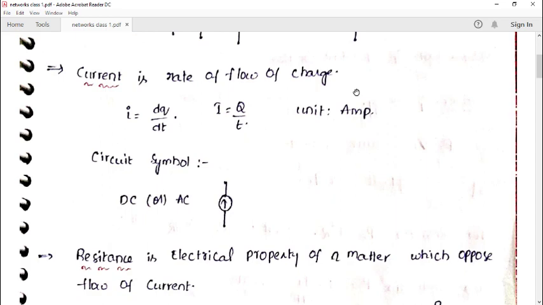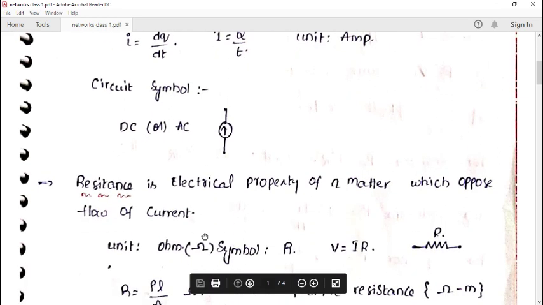Current is the rate of flow of charge. The equation of current is dq by dt. When we differentiate charge with respect to time, we'll get the current equation. And one more important equation is I equal to charge q by time t. So, for example, if x amount of charge passes through a conductor in 1 second, then current is x by 1 second, that is x ampere. Unit of current is ampere, and in both AC and DC analysis, the current source symbol is represented by this.